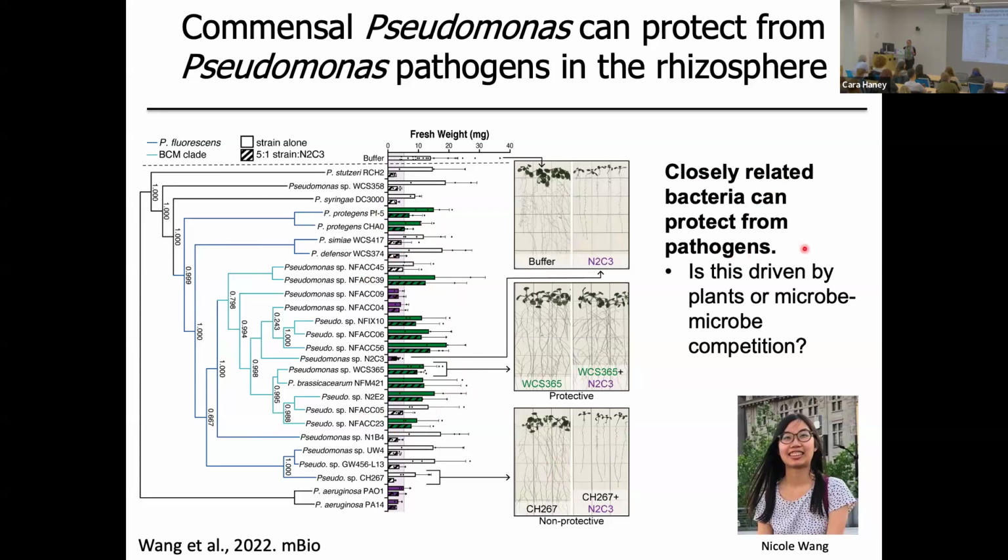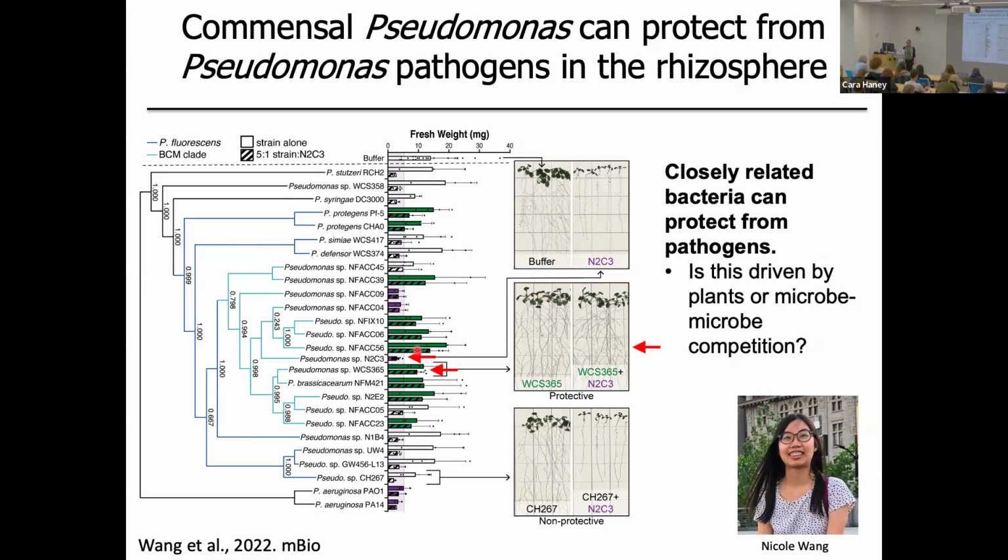So Nicole actually spent a lot of time trying to look for microbe competition, and I'm not going to go into all those data, but basically we couldn't find any. So we looked for growth inhibition directly. We looked for suppression of virulence mechanisms, and we have found no evidence of direct competition.